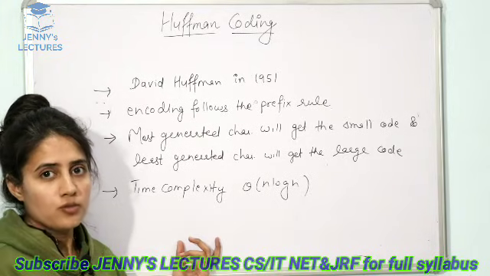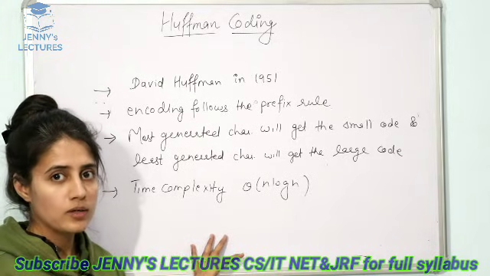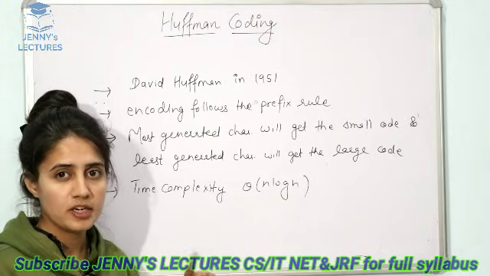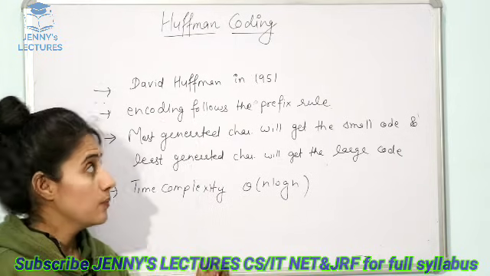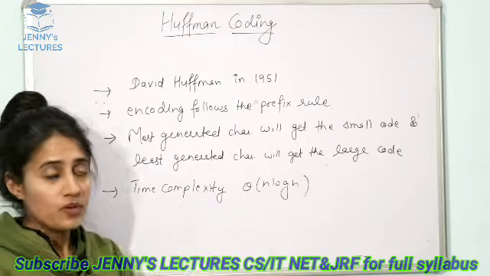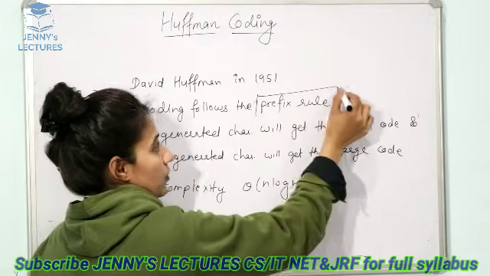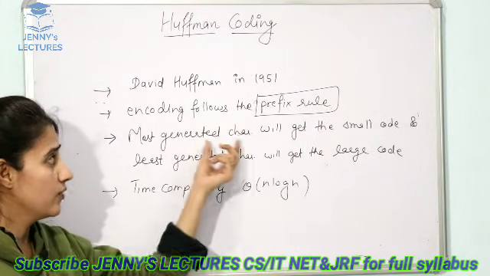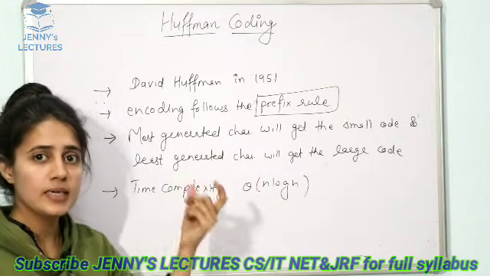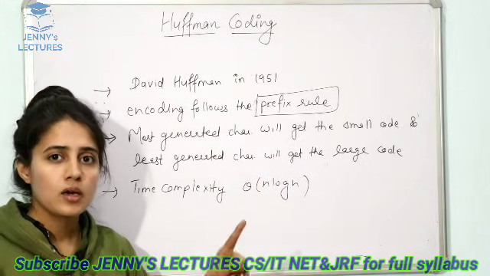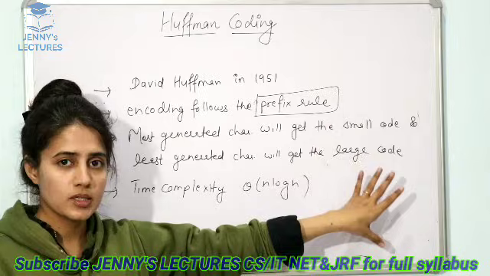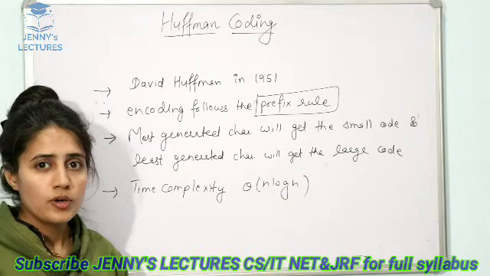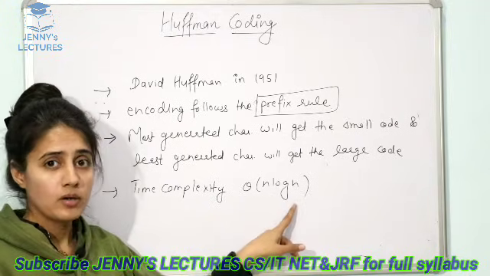Now in a summarized way, if I tell you about Huffman coding, then these are the 4 points. It was developed by David Huffman in 1951. Next, the encoding follows the prefix rule. I have already discussed what the prefix rule is. No code can be a prefix of another code. Next, the most frequent character will get the small code and the least frequent character will get the larger code. We have already discussed that in the example. Now the time complexity of Huffman coding is theta n log n.